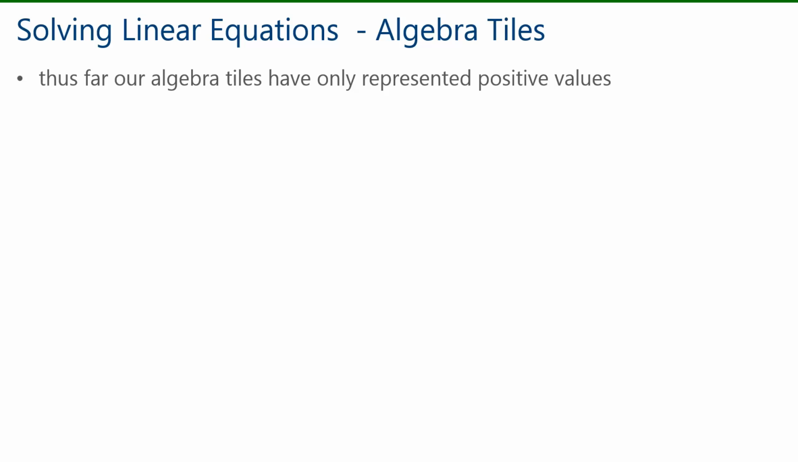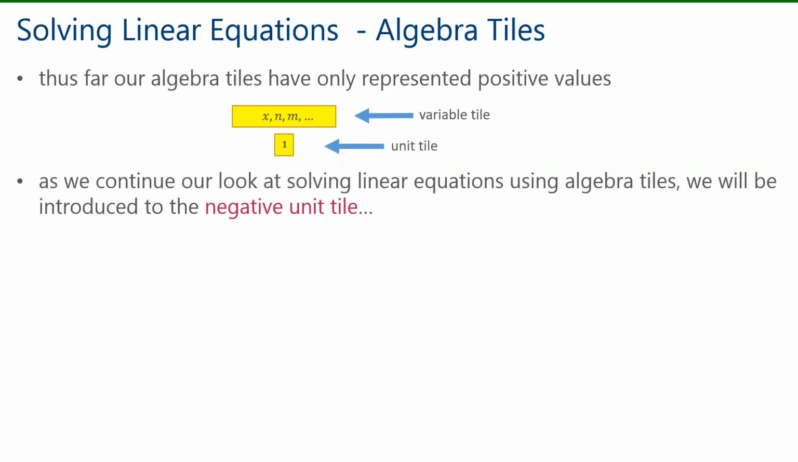Thus far, our algebra tiles have only represented positive values. So this is our positive variable tile, and we have our positive unit tile. As we continue our look at solving linear equations using algebra tiles, we will now be introduced to the negative unit tile. This is the surprise. We changed the color of the unit tile here to red to represent a negative unit tile, and one red unit tile represents -1. 3 red unit tiles would represent -3, and so on.